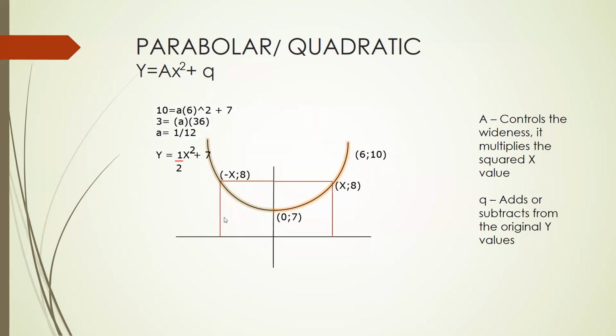Yes, there's our equation. I wrote something here saying that a controls the wideness. It multiplies the squared x value. So whatever you get here as your x squared, maybe it was 5x squared, 10x squared, 15x squared. If you said x squared and your a was, in this case, a twelfth. Wow, it's really wide.